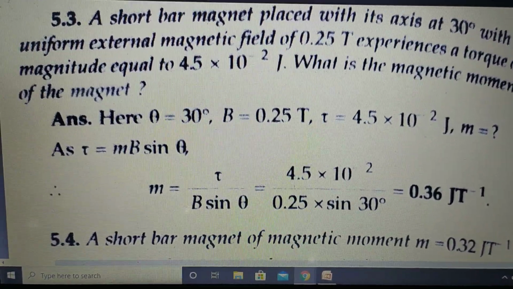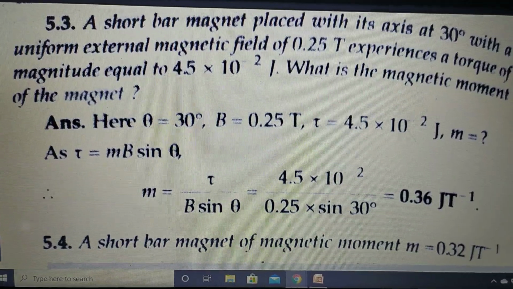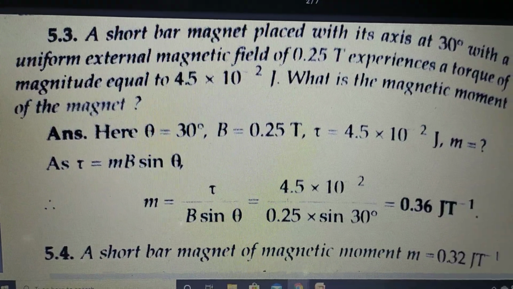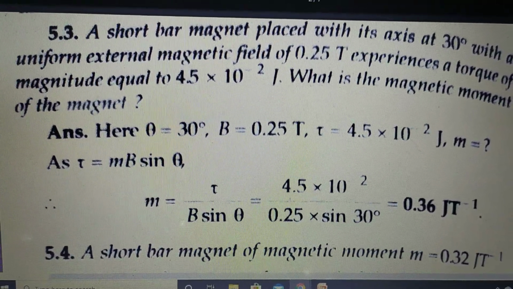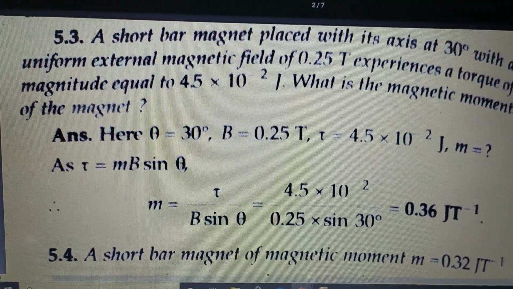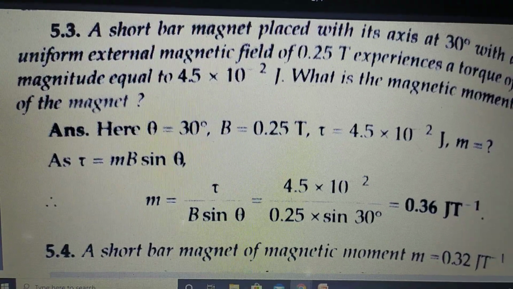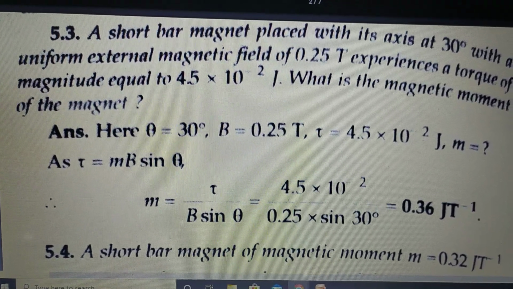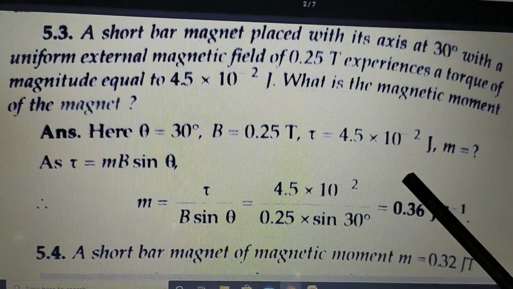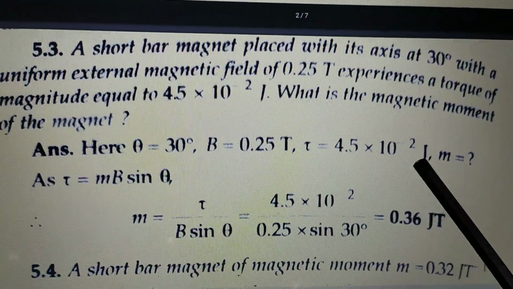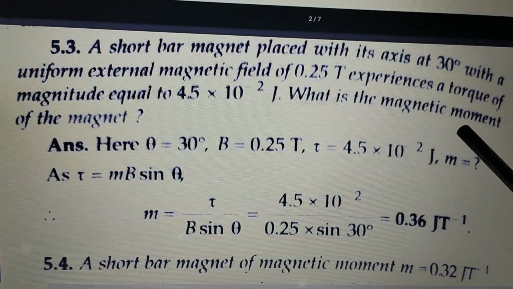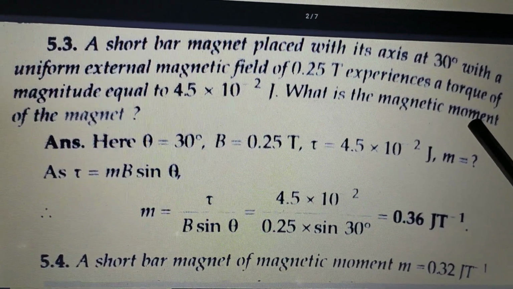Now let us see what quantities are given to us. We are given the angle, which is 30 degrees, the angle this short bar magnet is making in the uniform external magnetic field. We are given a magnetic field of 0.25 Tesla. And we are given a torque of 0.45 into 10 to the power minus 2 joules. We have to find the magnetic moment of the magnet.